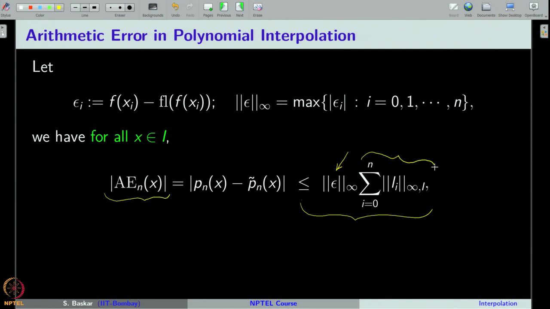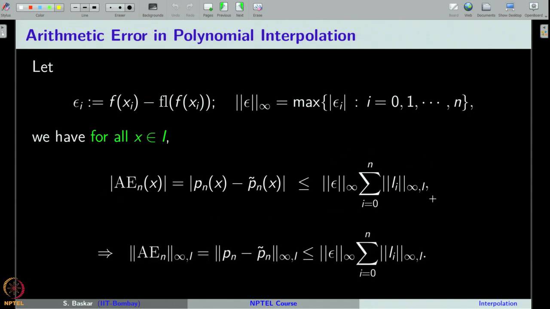Now, you can see that the right hand side is independent of x, and therefore, this inequality holds for all x in the interval [a, b], and that implies that it also holds for that x at which the arithmetic error attains its maximum, right. Therefore, this inequality can also be written as the maximum norm of the arithmetic error, which is by definition this, and now we have shown that that quantity is less than or equal to this number.